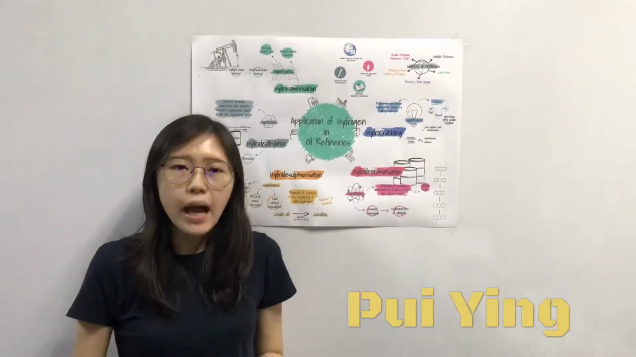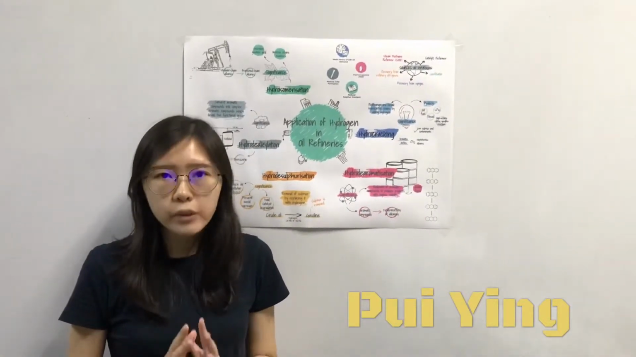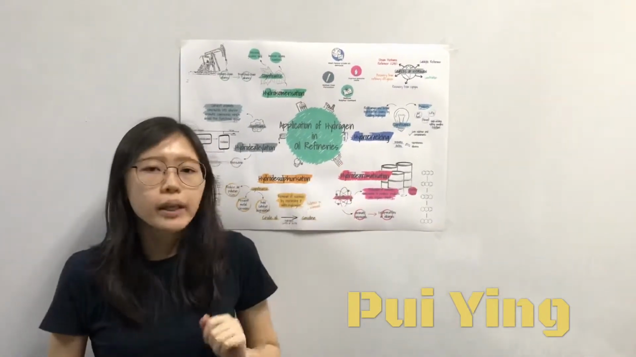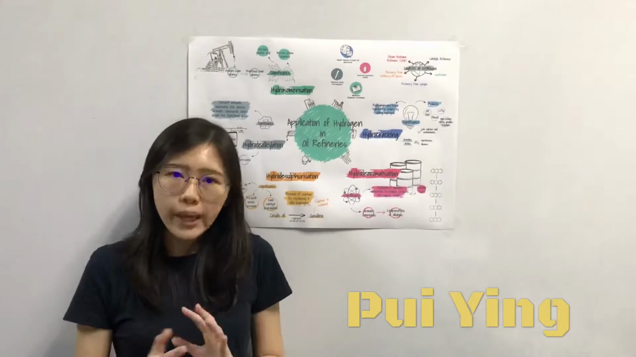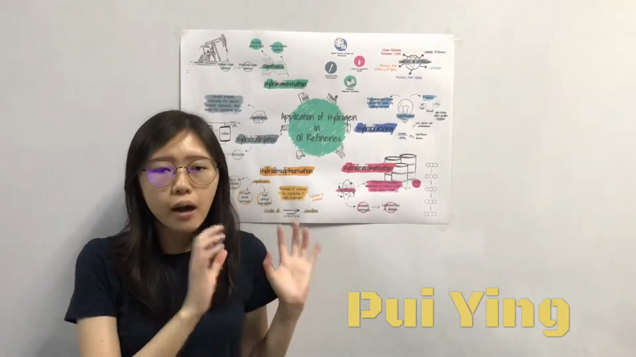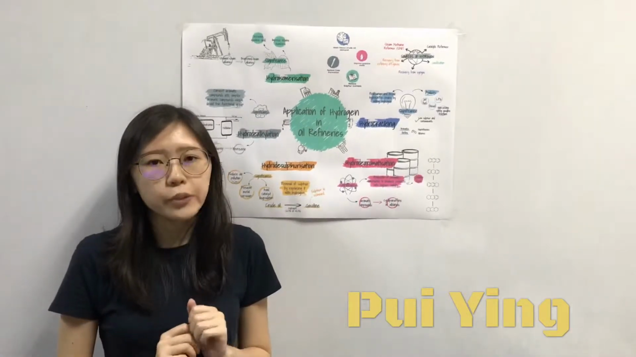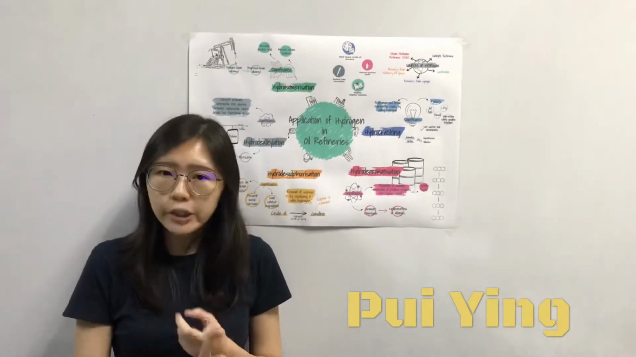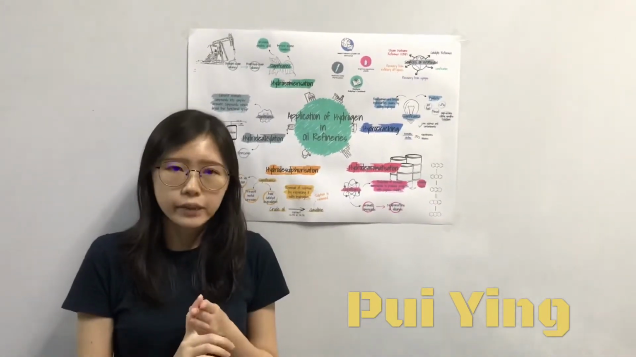My name is Puying. I'm going to explain one of the most significant uses of hydrogen in oil refineries, hydrocracking. It is a process of rearranging and breaking the hydrocarbon chain as well as adding hydrogen to the olefins and aromatic compounds to produce naphthenes and alkanes. It is also highly dependent on the reaction conditions such as temperature, pressure, and catalyst activity.